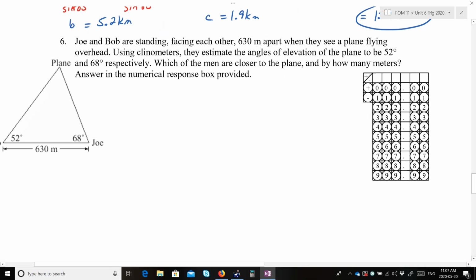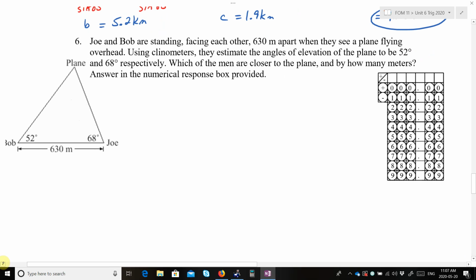Okay, number 6. Joe and Bob are standing facing each other 630 meters apart when they see a plane flying overhead. Using clinometers, they estimate the angles of elevation of the plane to be 52 degrees and 68 degrees respectively. Angles of elevation like that. Which of the men are closer to the plane and by how many meters? Answer in the numerical response box provided.